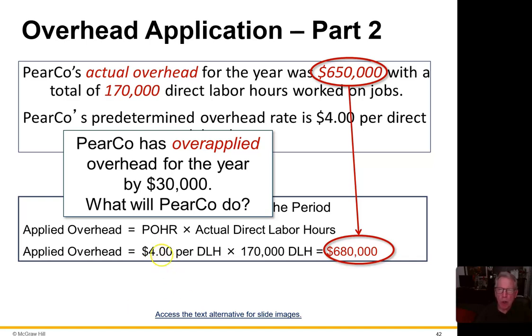When we left off, we were looking at how we would deal with under-applied or over-applied overhead. In this case, you'll remember we had over-applied overhead of $30,000 because the actual overhead was $650,000, and what we applied was $4 per direct labor hour times 170,000 direct labor hours. That was an estimate. So now I'm over applied by $30,000. What will we do?